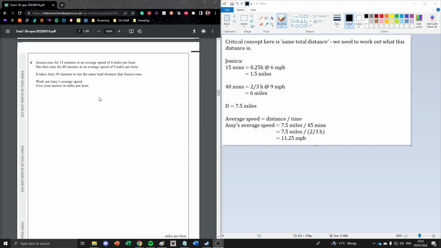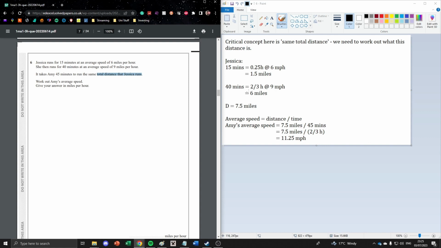So because it refers to the total distance that Jessica runs, we're going to have to work out what that total distance is. So we're going to do that first. So Jessica, 15 minutes, is equal to a quarter, or 0.25 of an hour, at 6 miles per hour. Of course, we can think back to our equation. Speed equals distance divided by time. And so distance is going to equal speed times time. So that's here 6 miles an hour multiplied by 0.25 hours gives us 1.5 miles.